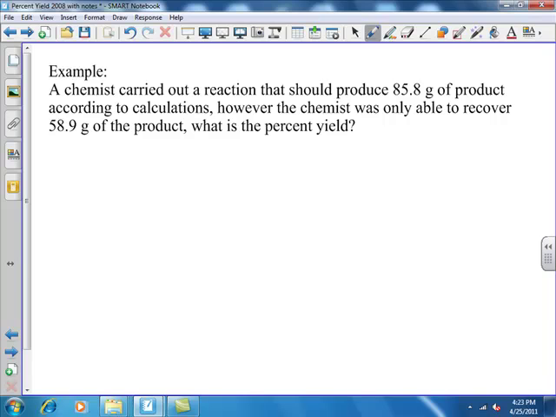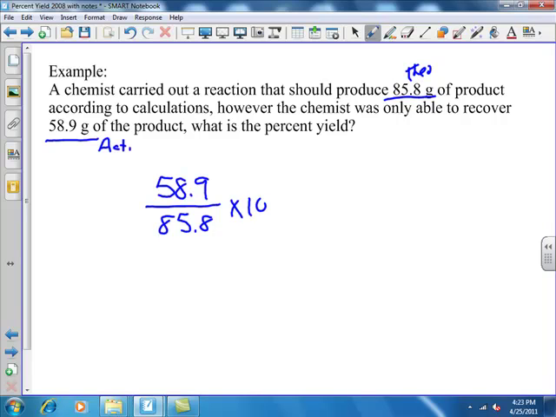The whole idea here is to pick out what is the actual and what is the theoretical just from the wording. So this is my actual, and this is the theoretical. To make this calculation, I take 58.9 divided by 85.8 times 100. And for some odd reason, that is also 69%.